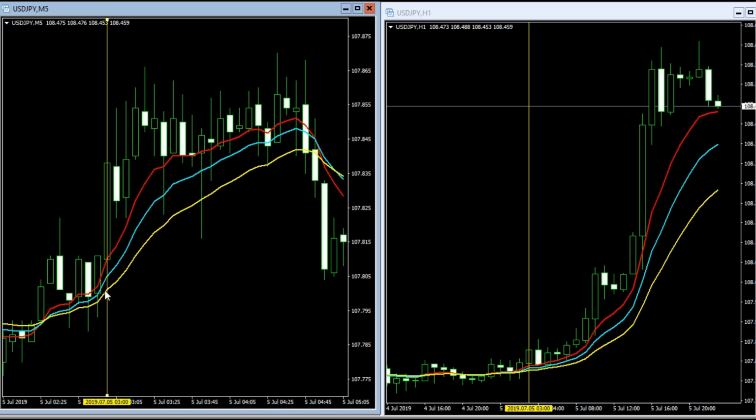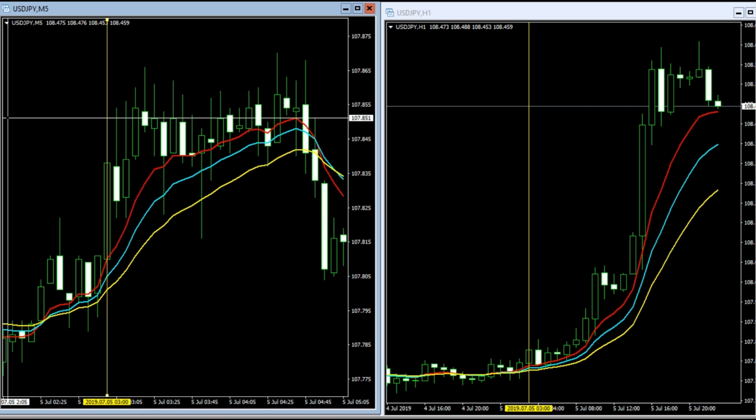Right, so we got the signal here to enter long, to buy. Now, first of all, the red moving average has to be above the blue and above the yellow. And the second thing is the candles have to be above all of the moving averages. So here the candle, this one is above the moving averages. So we take the signal, we take the trade at the open of the next candle here, this one.